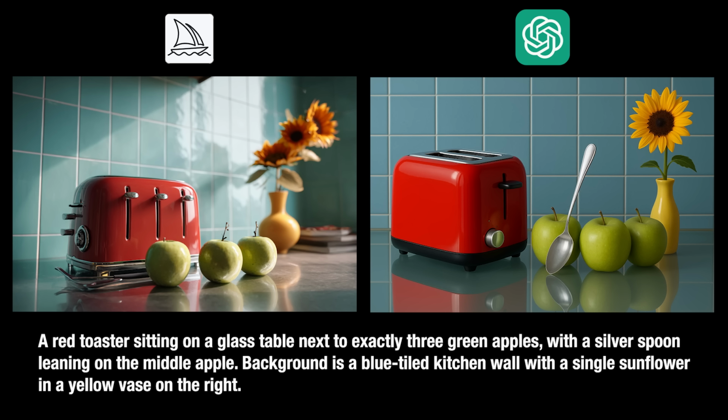For this one, with Midjourney, the toaster is a little wonky. It did get the 3 apples right, but the spoon isn't resting on one, and it was supposed to be a single sunflower. ChatGPT got it almost perfect. The spoon was supposed to be resting on the second apple, but it nailed everything else.